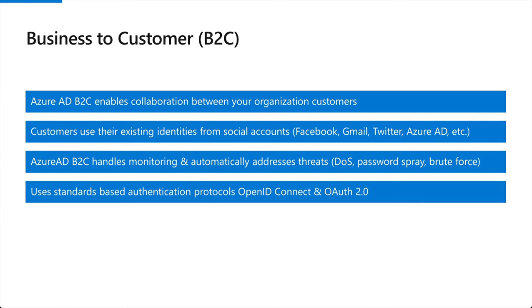Azure Active Directory B2C is a Customer Identity Access Management solution, or CIAM solution. It can manage a really large throughput of users and authentications per day. It allows users to authenticate using social accounts like their Facebook account, Gmail, Twitter, or they can authenticate with their Azure AD organizational accounts as well if they want. Azure B2C also handles monitoring and automatically addresses threats such as denial of service, password spray, brute force, etc. And it uses standards-based authentication protocols of OpenID Connect and OAuth 2.0.